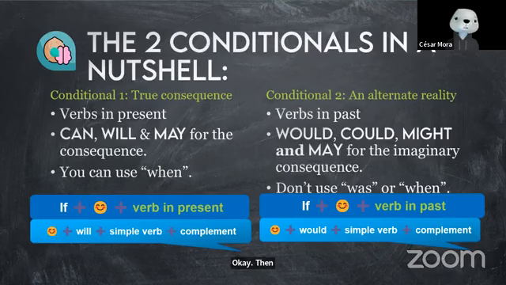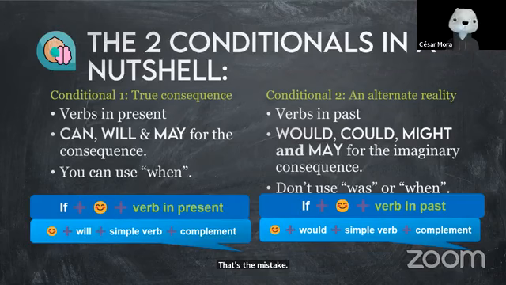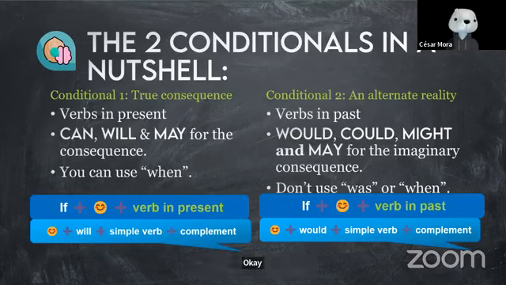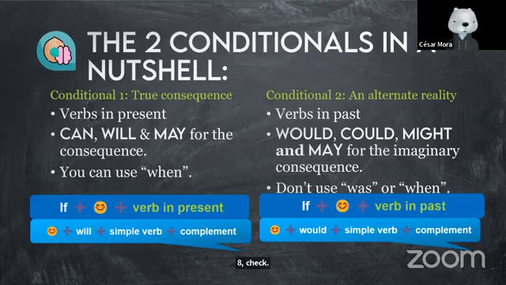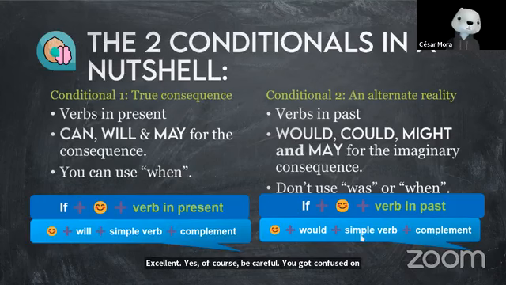I changed the verbs. I changed the simple verb and the past verb. Okay, so what is the result? Unless I ate chocolate, I wouldn't eat candies. Excellent. Yes, of course. Be careful. You got confused on conditional number two and the second part.